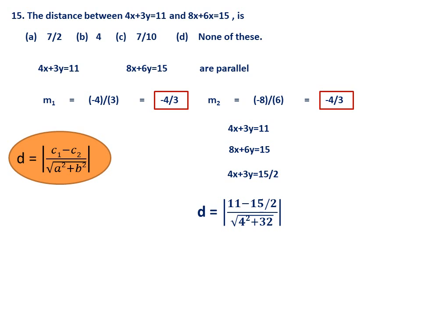Then a square plus b square will be 4 square plus 3 square. So this is 7 by 10. After simplification, this is the answer. So this is the 15th question.